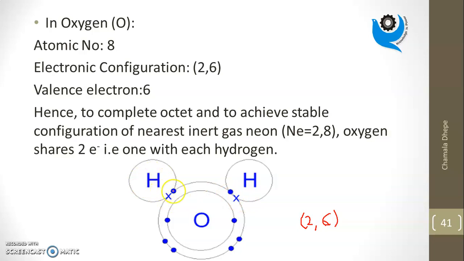See here, hydrogen is going to complete its duplet, right? And here also this hydrogen is going to complete its duplet. At the same time, this oxygen is also going to complete its octet. Now count electrons, 1, 2, 3, 4, 5, 6, 7, 8. So the octet of this oxygen is also complete. The duplet of both the hydrogens is also completed. Okay, so tell me, how many pairs are shared? Only one pair is shared, right? How many pairs are shared? One pair is shared. That's why in H2O, single covalent bond is there.